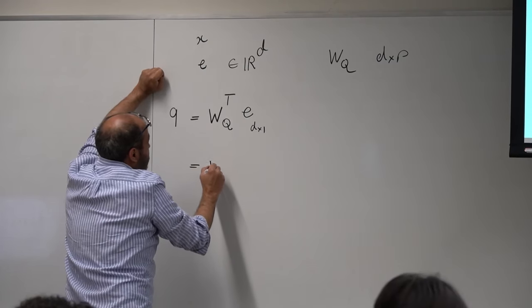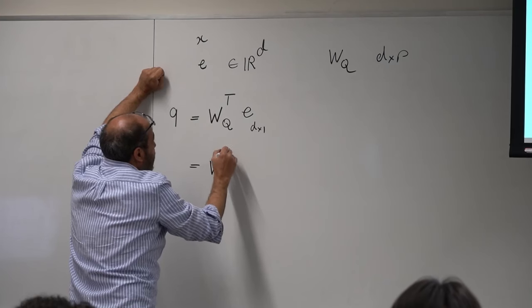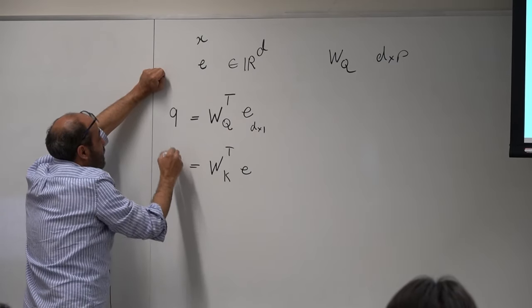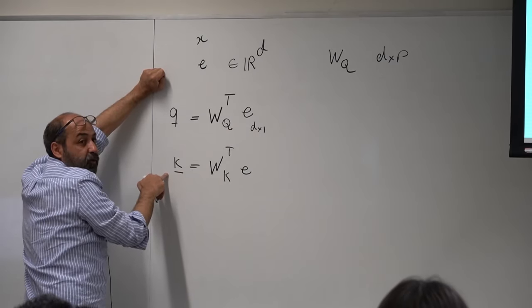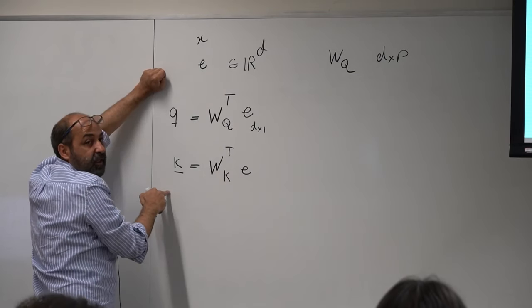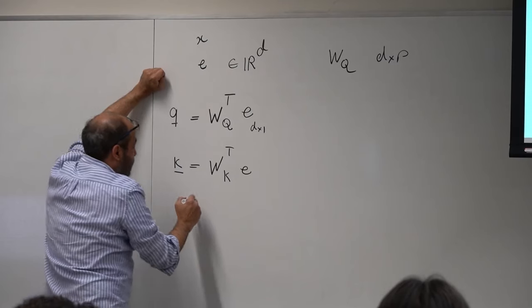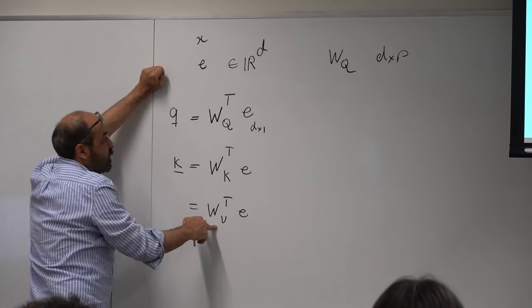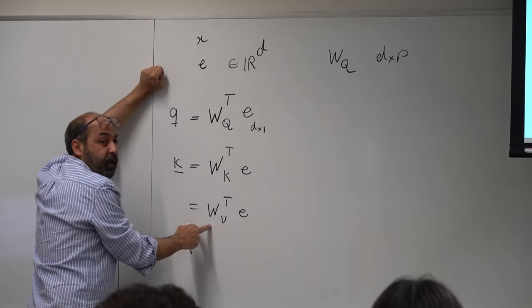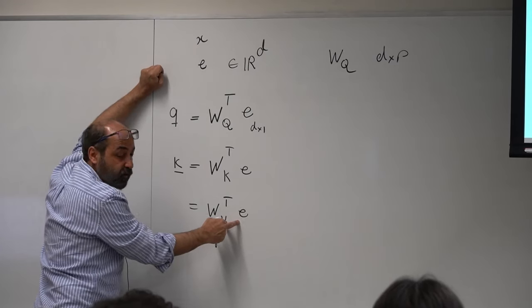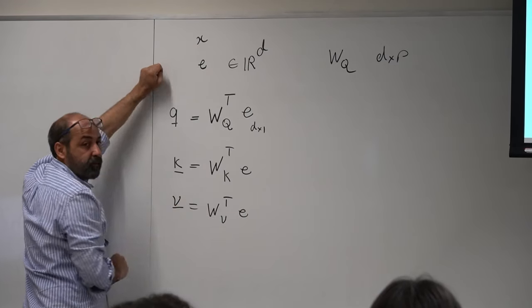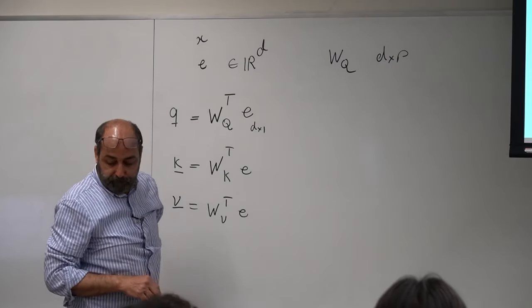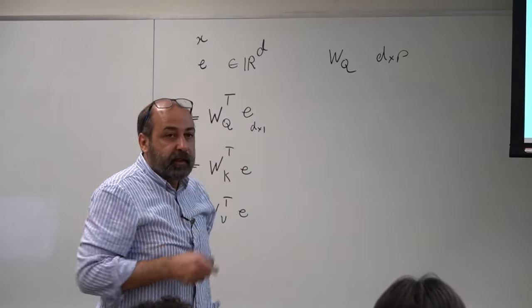And then I have another matrix, W_K, which will be multiplied to the same vector, but it makes a vector which represents the same word as a key. And another matrix, all of them are d by p. Another matrix, which will be multiplied to the same vector, represents it as value. Okay? Is that clear?